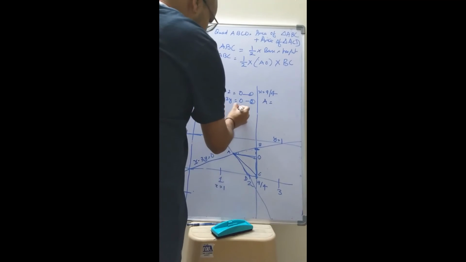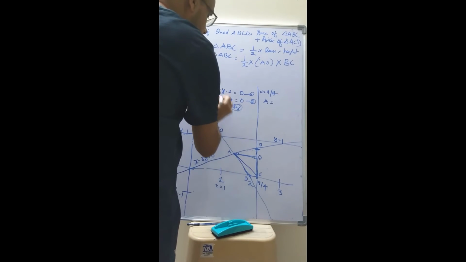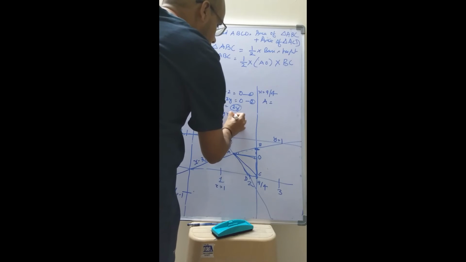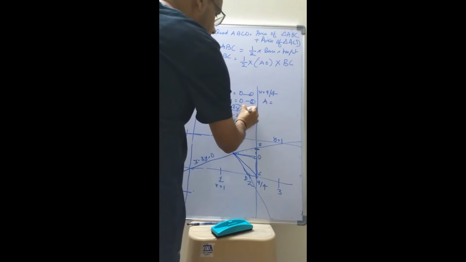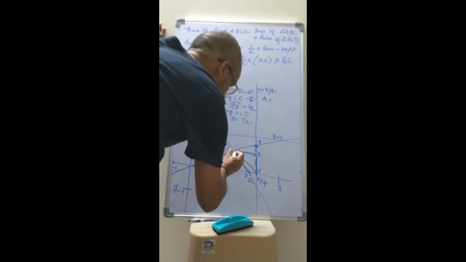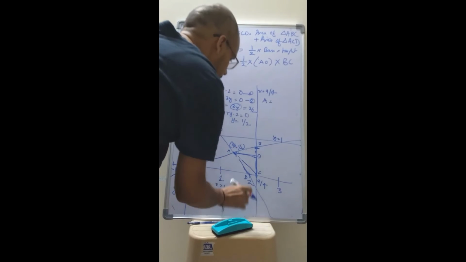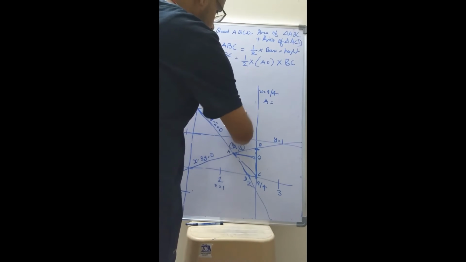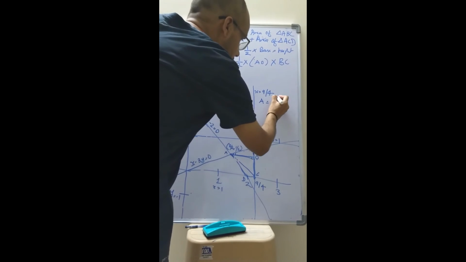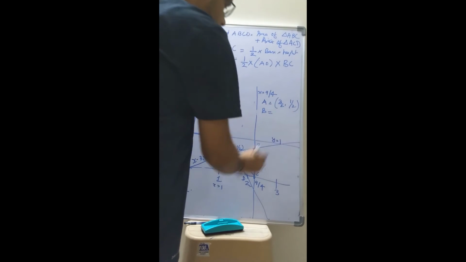Use the substitution method. So x is equal to 3y. Now put 3y in this equation, then it becomes 3y plus y minus 2 is equal to 0. So y is equal to half. And placing y is equal to half in this equation, you will get x is equal to 3 by 2. So your A is 3 by 2 comma half. Let's erase all of this. What is your B?